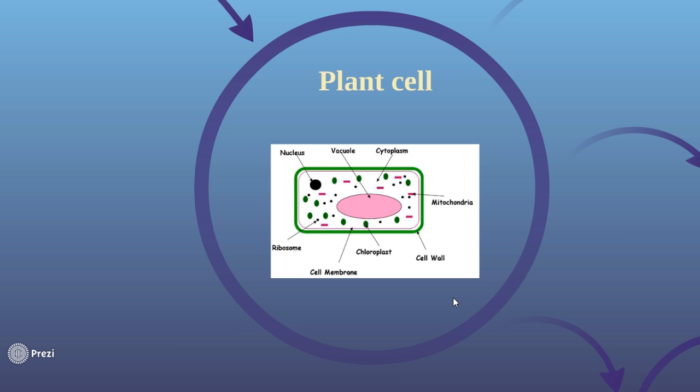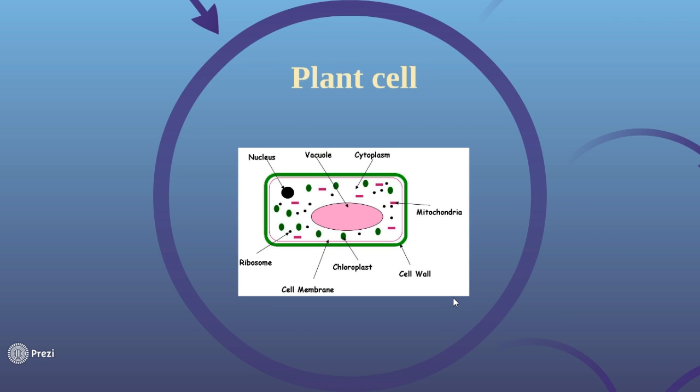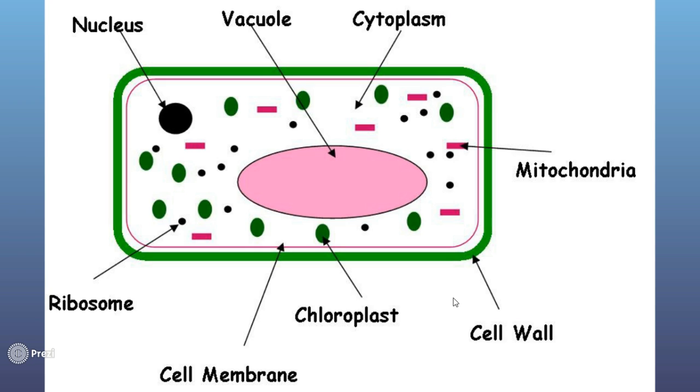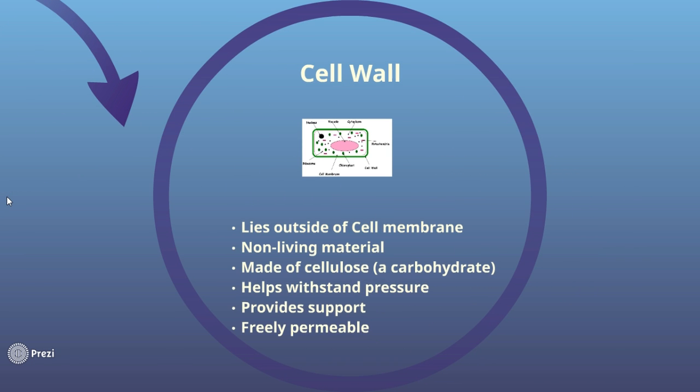Now let's look at a typical plant cell. As you can already see, there are quite a few differences between a plant cell and an animal cell we have just seen. The main difference is that there are some new organelles in a typical plant cell. It contains something new called a cell wall, a vacuole, and chloroplast. But the other organelles are the same. Now let us see what are the purposes of these new organelles.